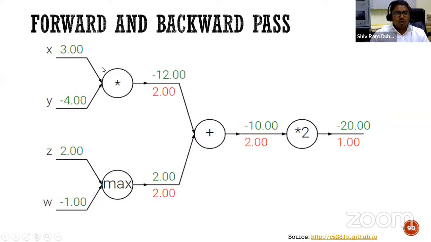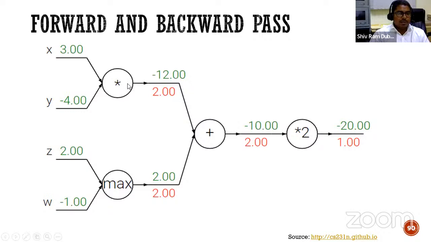Now let's focus on the top one. This is the multiplication function. It is like z is equal to x into y. And we already know what del f by del z is here. Del f by del z is 2. And we are interested to compute del f by del x. So del f by del x is equal to del f by del z, which is 2, into del z by del x. And del z by del x will become the local gradient.